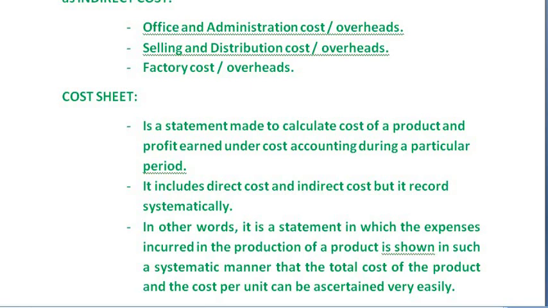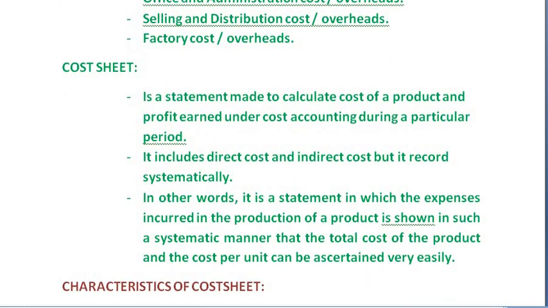Okay, so in the cost sheet you can find out the total cost incurred for a particular product or for a particular production, and also you can find out the cost per unit. That is, for 10,000 units the cost is 1 lakh rupees. What is the cost of 1 unit, you can also find out with the help of the cost sheet.